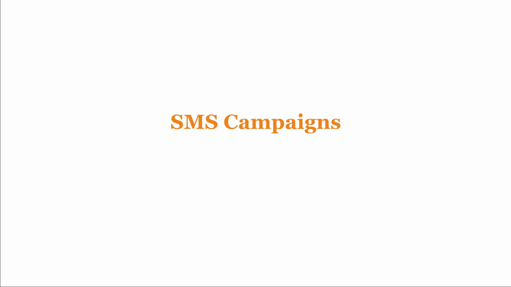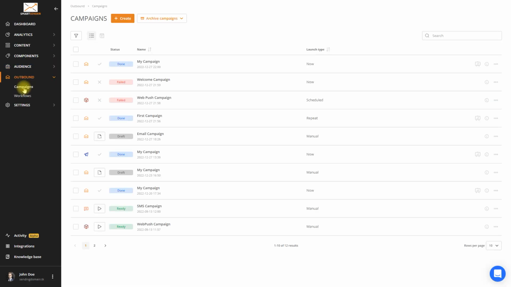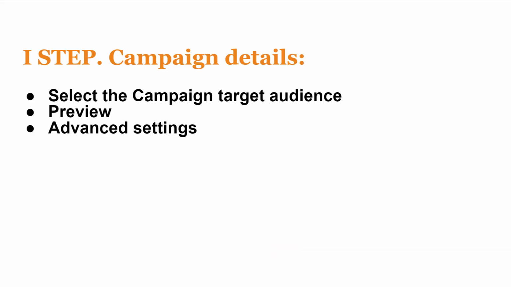Today we will talk about how to create and send your promo SMS campaigns. Navigate to the campaign management page by selecting the corresponding section in the outbound menu. Press the Create button. The first step of SMS campaign creation starts with choosing the target audience of the campaign.